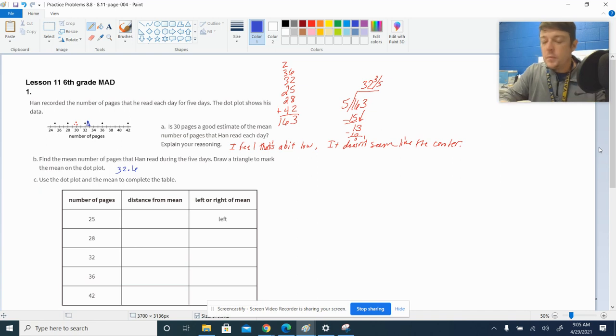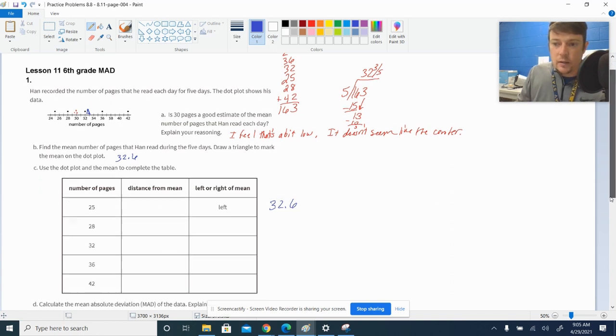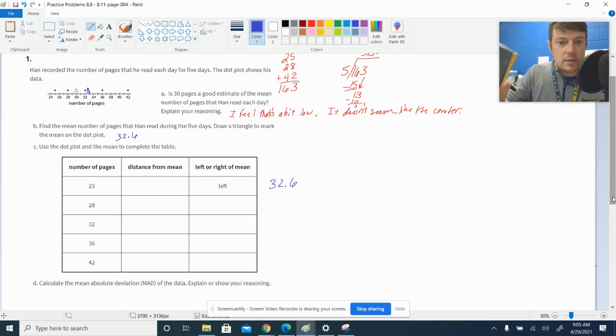So the mean is 32.6. And I got to find out how far each of these pages are from that. So I got to subtract all of these numbers from 32.6 and find out how far they are away. Okay, so when I write these numbers down, I'm going to use my calculator that I have in my hand, just to speed it up a little bit. So I'm doing 32.6 minus 25. That's where my 7.6 is coming from, okay, because I'm subtracting this number by all of these. Okay, 32.6 minus 28, that gives me 4.6, right?